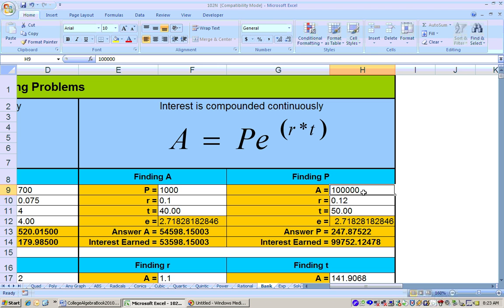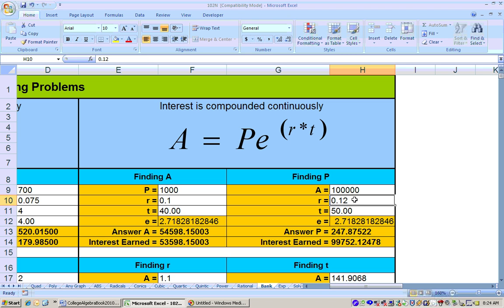We want to end up with 100,000. The interest rate is 12%. That would be amazing if you could get that. And the T is 50 years, and you'll end up with only having to invest $247.87. So in other words, if you invested $247.87 compounded continuously, and you just put this in one time, then in 50 years, you're going to end up with $100,000 if you were to get actually 12% interest.